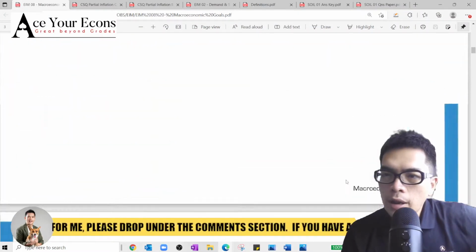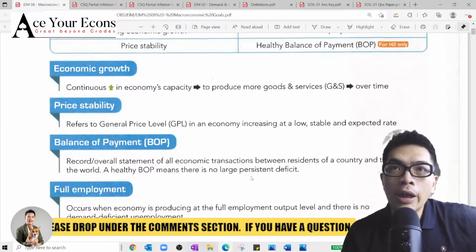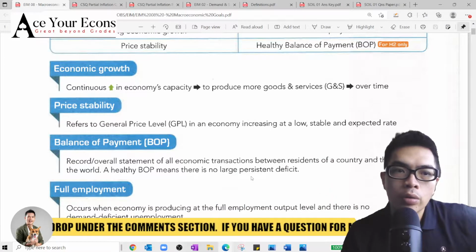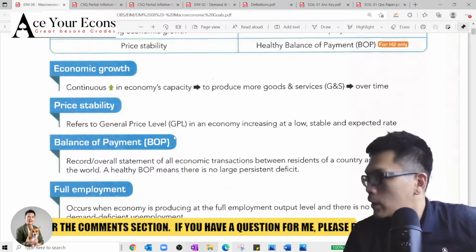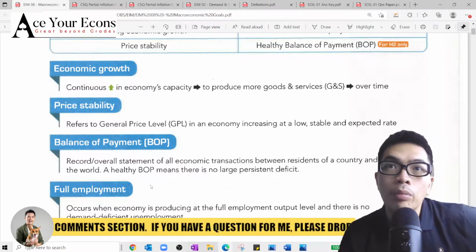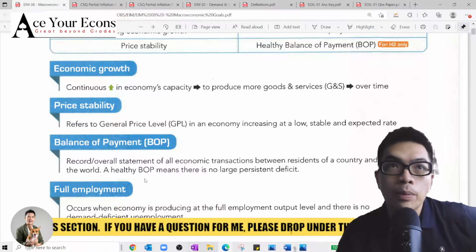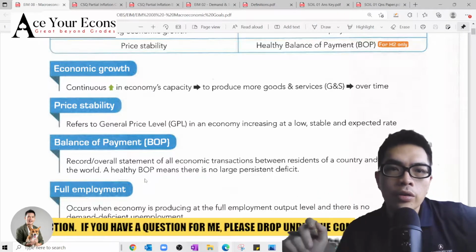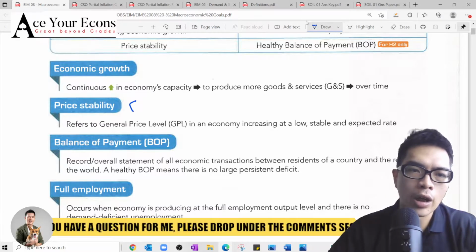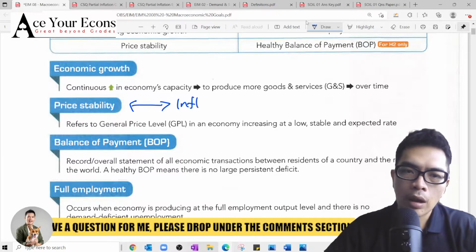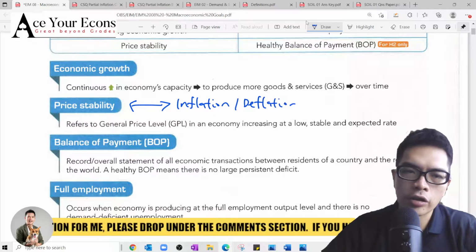So let's look at page 71. Page 71 actually gives you a snapshot of the 4 goals: economic growth, price stability, and for the H2 students, we will be learning BOP and full employment. All of you have to know that the reverse of each goal will be the problem. So for today, we'll be learning inflation. It is the direct contrast of price stability. Inflation and deflation are the direct contrast of price stability.